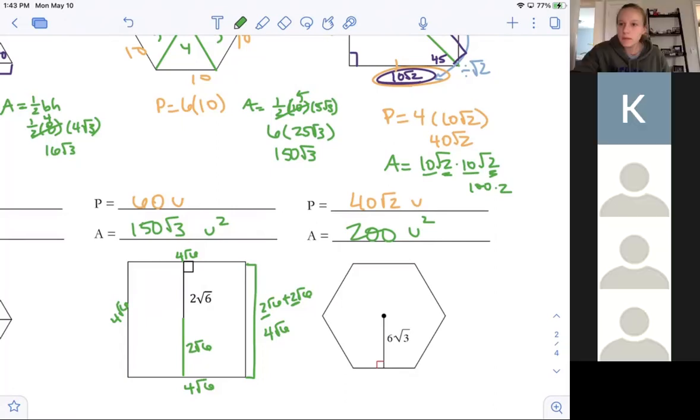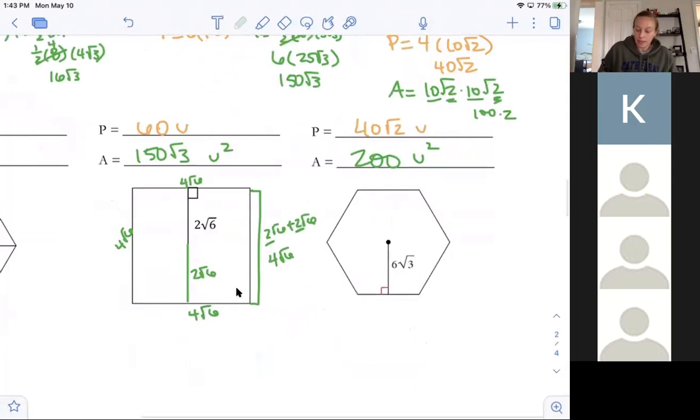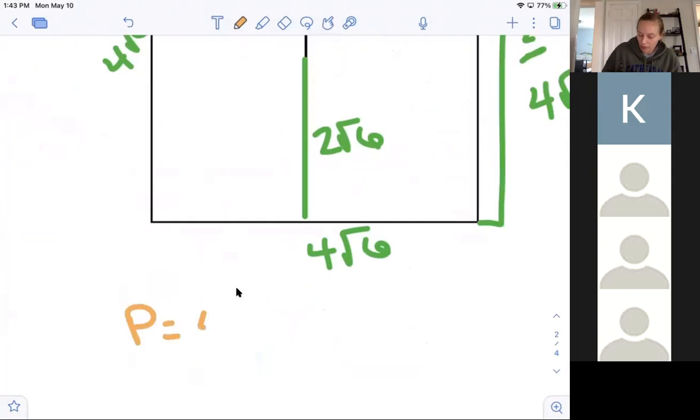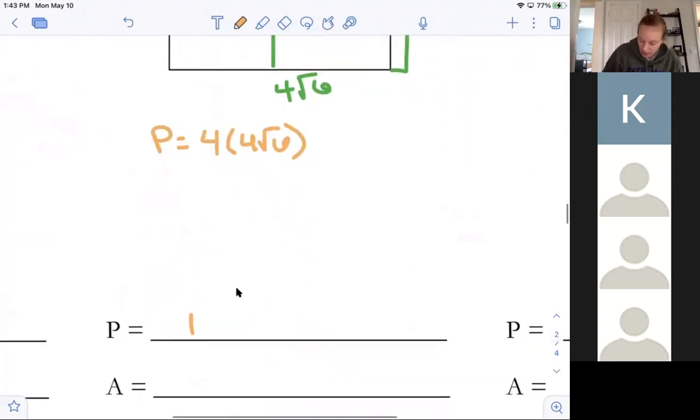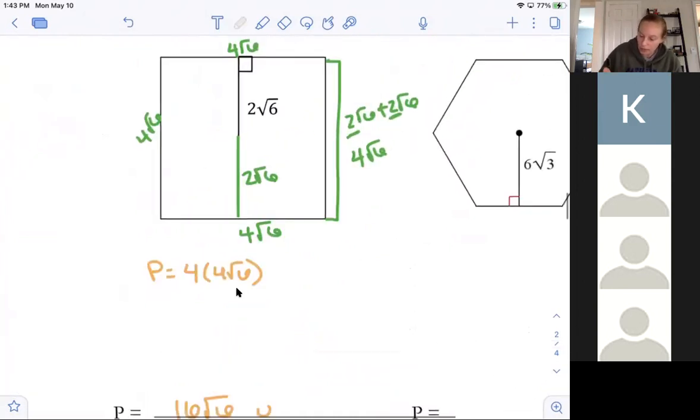Okay. If anyone wasn't sure where to start, let me start with you. Remember, perimeter, you just add up all the sides or take one side and multiply it by how many there are. So I'm going to do 4 times 4 root 6, which is the same thing as 16 root 6 units. And then area is 4 root 6 times 4 root 6.